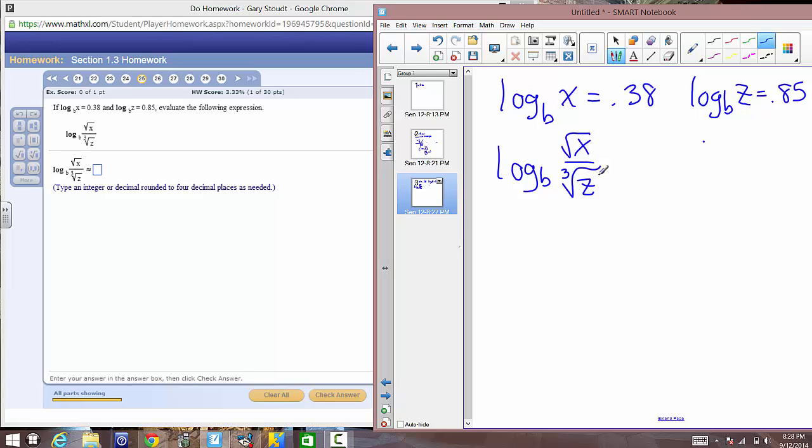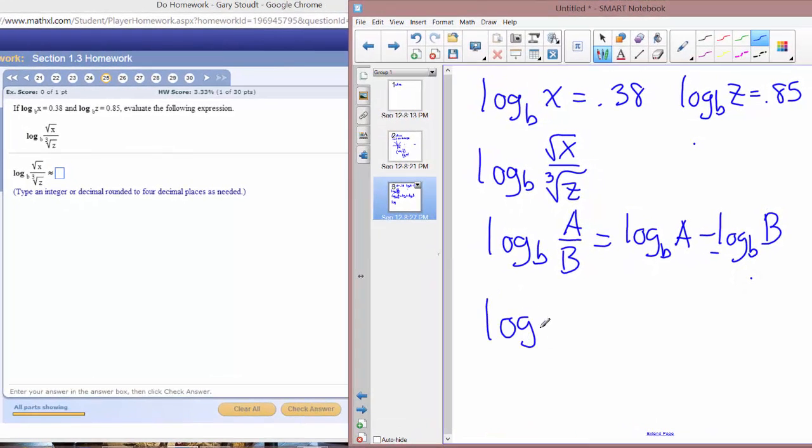Now this is a good problem because you can't rely on your calculator, because we're not actually calculating anything. We don't know what b is. We don't know what x and z are. So we're going to have to rely on the logarithm rules that I will remind you of. The first logarithm rule we'll need is that the log of any base of a over b is log of the numerator minus the log of the denominator. The other log rule is that the logarithm of something to a power is that power times the logarithm.